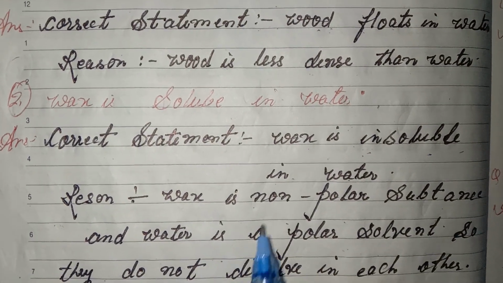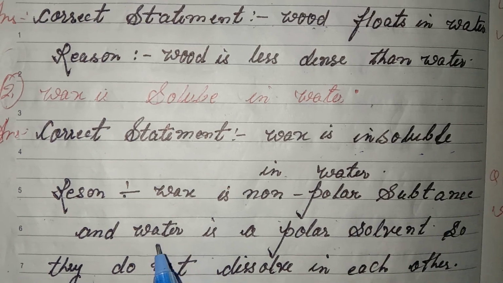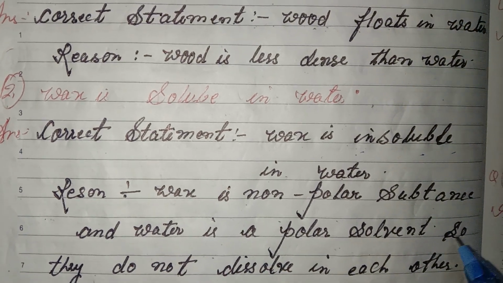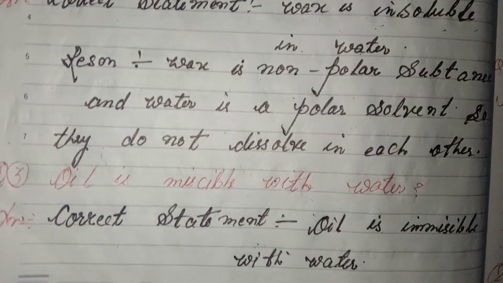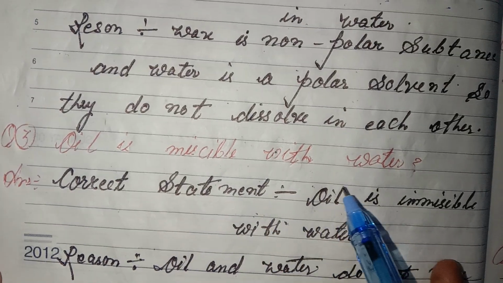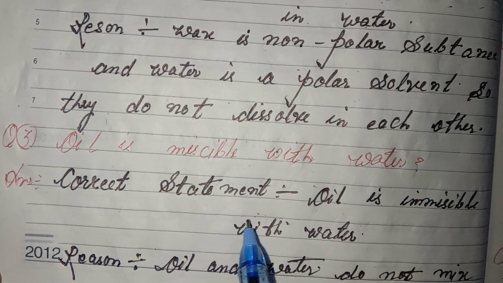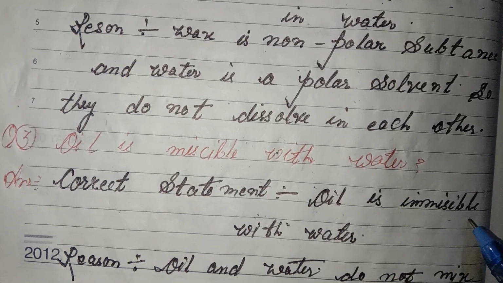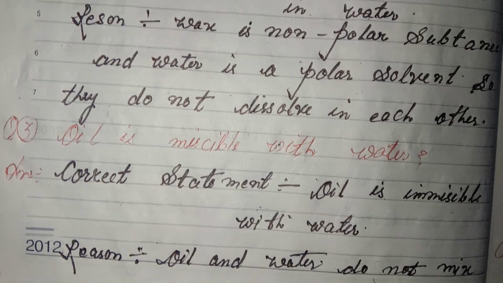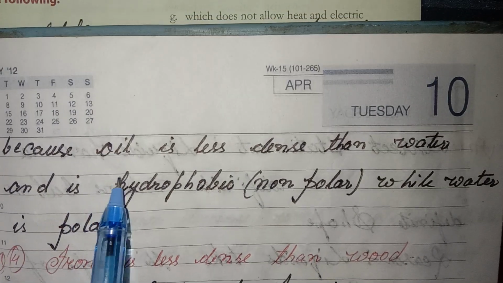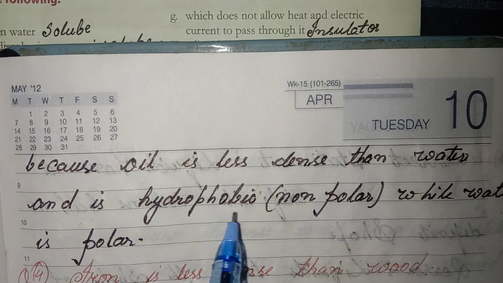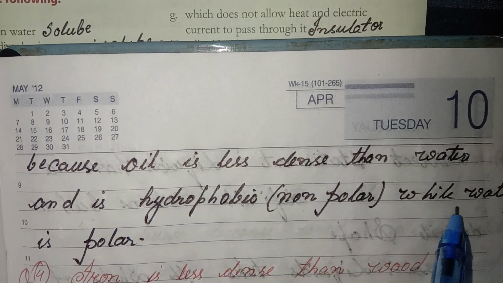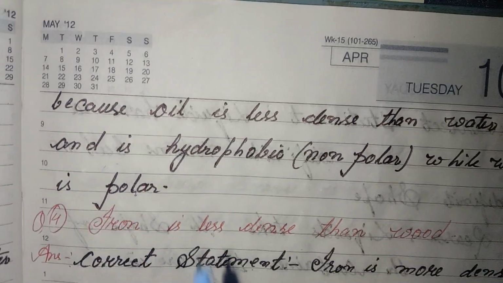Reason: wax is a non-polar substance and water is a polar solvent, so they do not dissolve in each other. Third, oil is miscible with water. Correct statement: oil is immiscible with water. Reason: oil and water do not mix, because oil is less dense than water and is hydrophobic and non-polar, while water is polar.